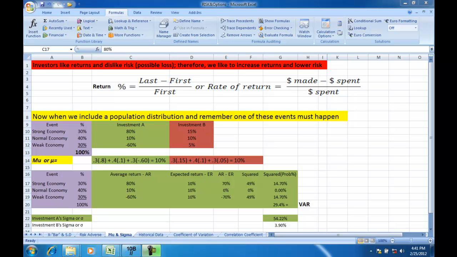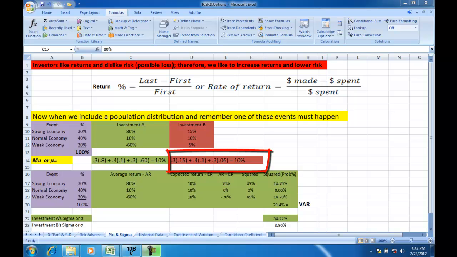And investment A. Now, let's go ahead and calculate its average or its mu. The way we calculate this is we multiply the 30% times the 80%, and we add that to the 40% times the 10% and the 30% times the negative 60%, and we get an average mu of 10%. We can do it again for investment B. In investment B, we also have a 10% return.